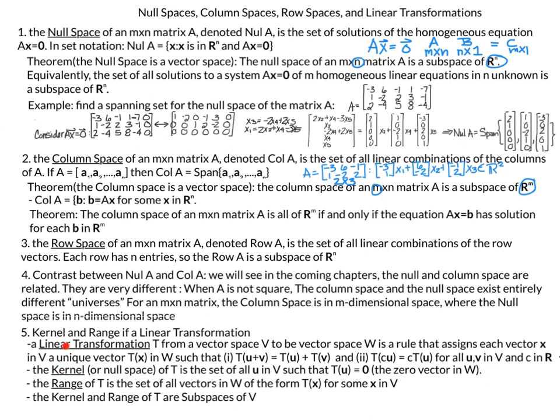Once we know that the transformation is linear, and by the way you can represent it by a matrix A, then you can define the kernel, or the null space of T, which is the set of all vectors u in V such that T of u is equal to 0. So you can see it's totally parallel to the idea of the null space. Then the range of T is the set of all vectors in W of the form T of x for some x in V. And we have the theorem that the kernel and range of T are subspaces of V.